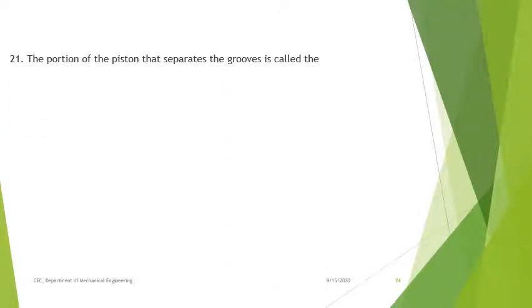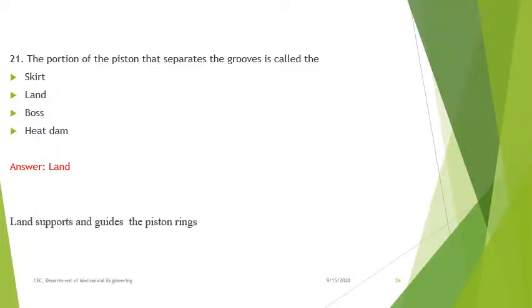The portion of the piston that separates the groove is called the skirt, land, boss, or heat dam. Answer for this one is the land. The land separates and guides the piston rings. Two rings are provided on the outer surface of the piston. These two rings are separated by a piston portion that is called the piston land.